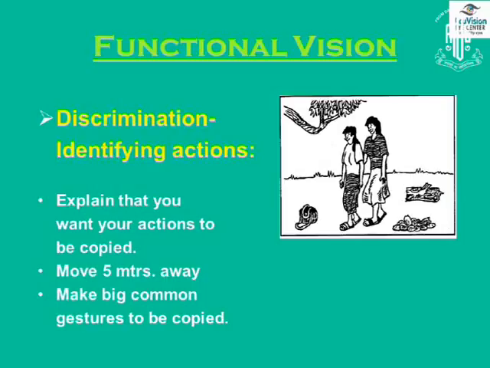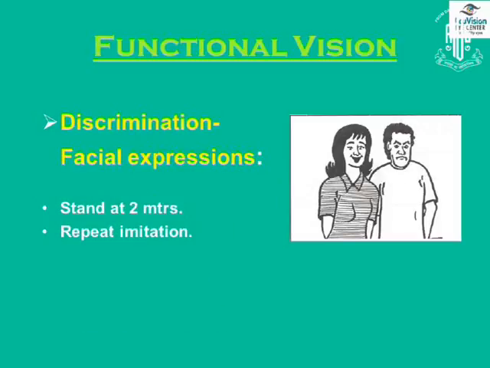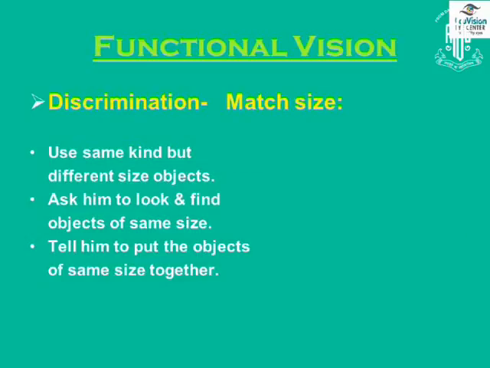And discrimination of identifying actions. Again, this is very, very important. Facial expression: why? Because social interaction is very much required. And this discrimination for matching size is required for reading and writing skills. So you have to look at what size the child is able to see. If a child is able to see 2 centimeter reading material, we have to tell the parents, okay, you have to write that big.